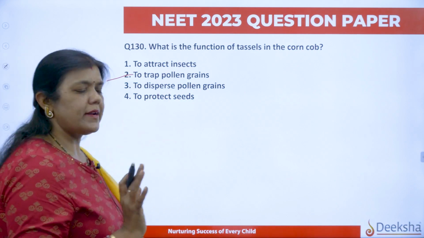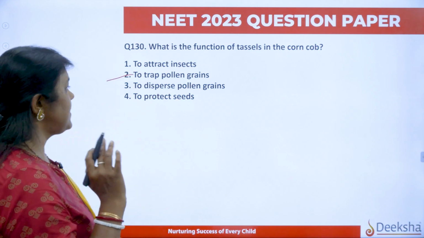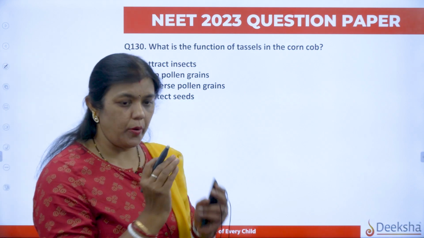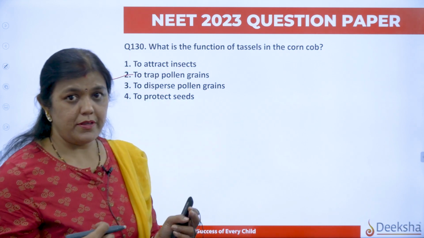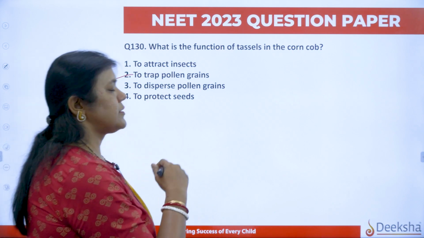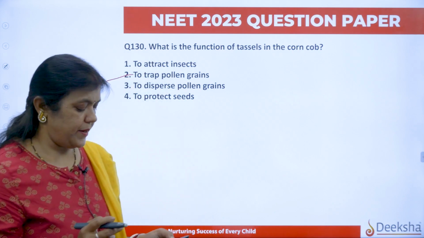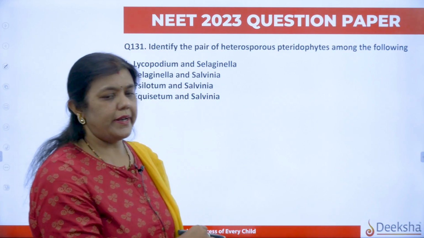It is not to attract insects or to protect the seed. These tassels are there in the corn cob. The corn, you know, right? In that you find that hairy type of appearance. Those are the tassels of the corn cob. It is there to trap the pollen grain, right? Let's go to the next question.